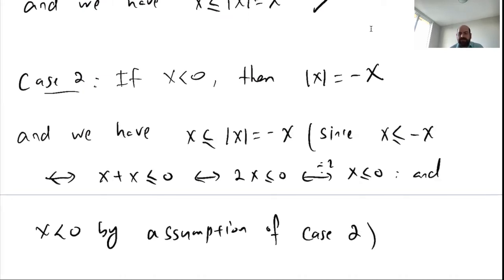So my claim was x is less than minus x. How can I prove this claim? If you do simple algebra, some simplification, x less than minus x turns out to be equivalent with x less than 0. But x less than 0 was my assumption in case 2, therefore it's true. And therefore x less than minus x is true as well.